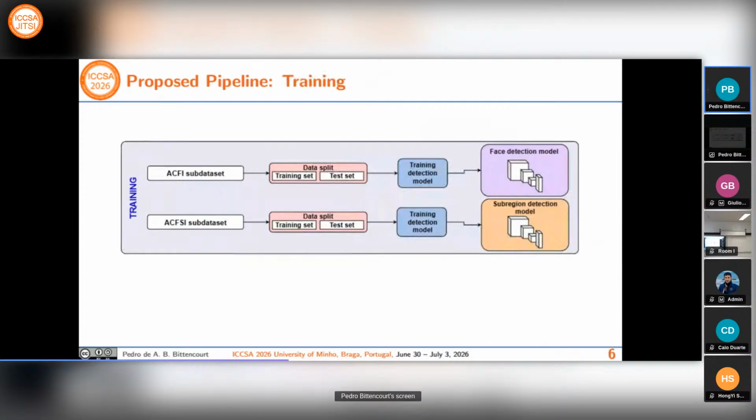The second stage is training. With the 2 sub-datasets prepared, we train 2 independent models, one for face detection using the ACFI sub-dataset, and one for subregion detection using the ACFSI sub-dataset. Each model is specialized in its own task, which is the foundation of our 2-stage strategy.